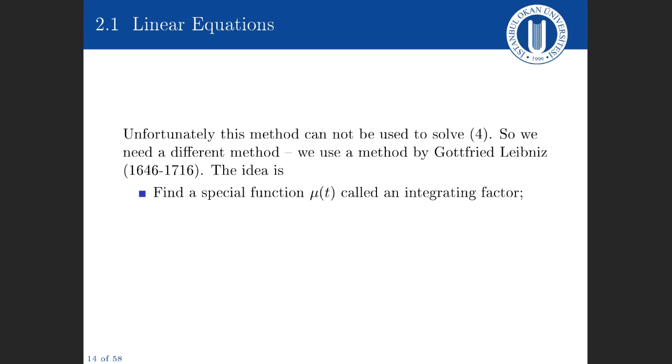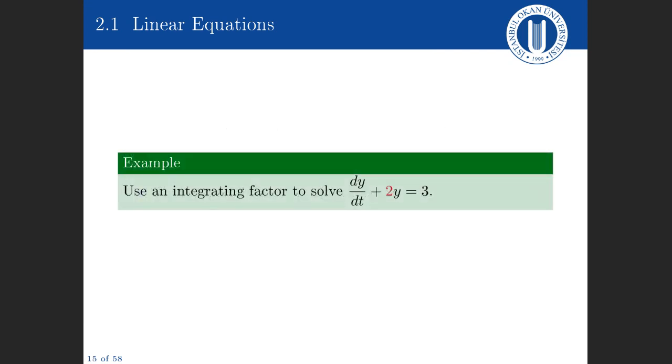Step 1, we're going to want to find a special function, mu of t, which is called an integrating factor. We're going to multiply our differential equation by mu of t, and then we're going to integrate. For example, use an integrating factor to solve dy/dt plus 2y is equal to 3.